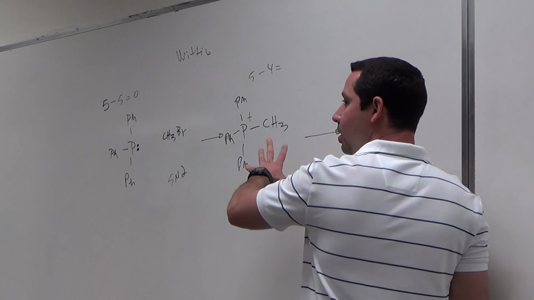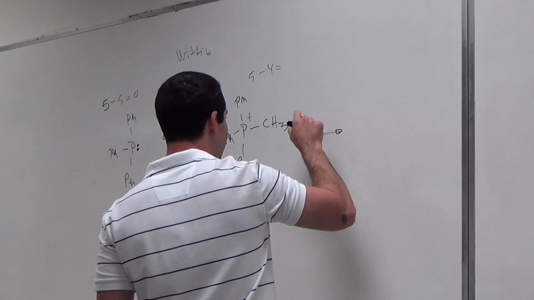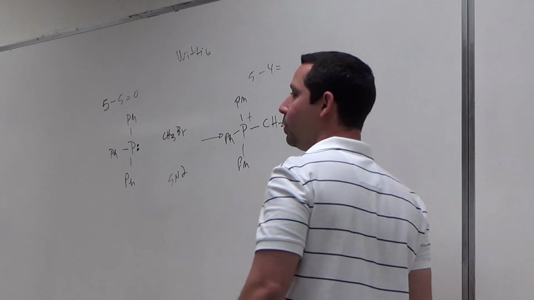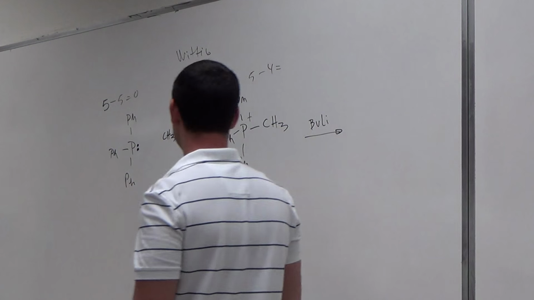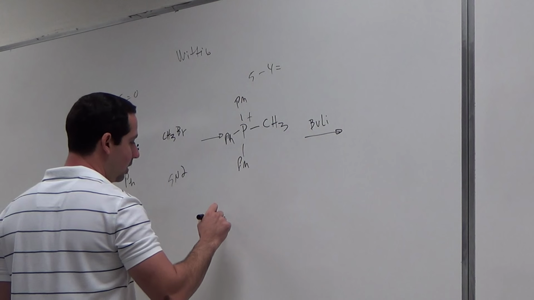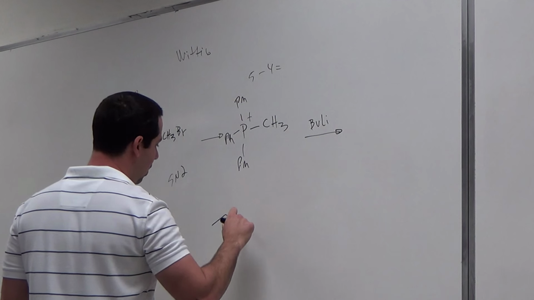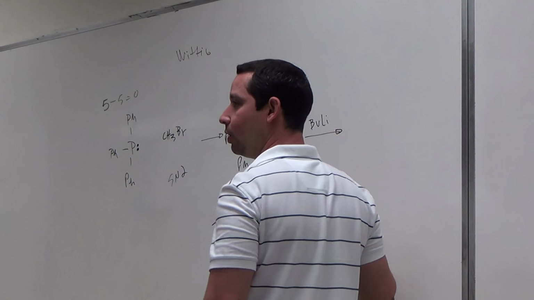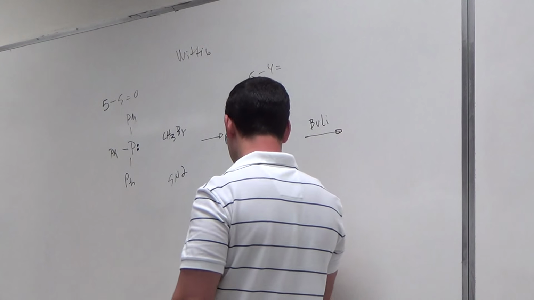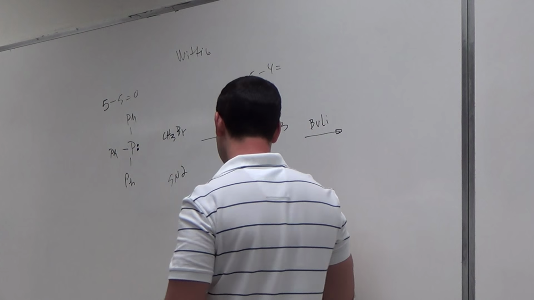And then what we add to this is butyllithium. Do you know what butyllithium is? It could be called n-butyllithium. Let's draw it. 1, 2, 3, 4. That's butyl, yes? And butyllithium looks like this. Do you agree?